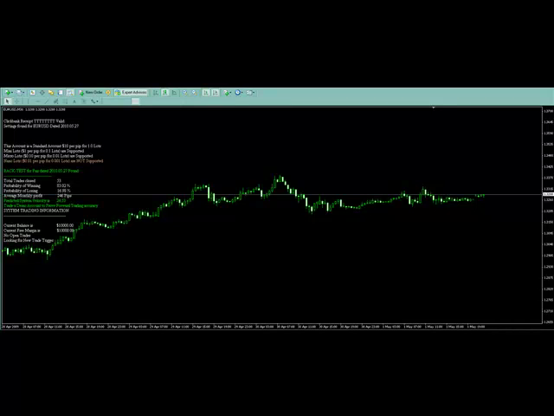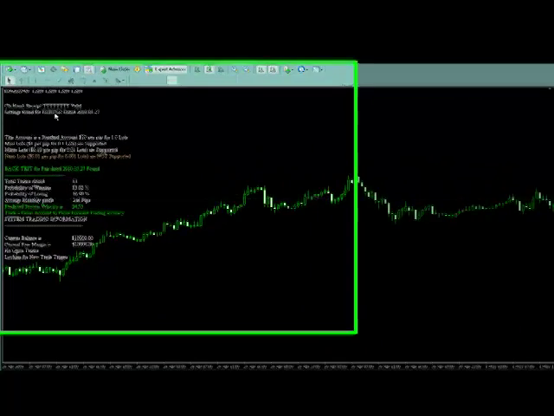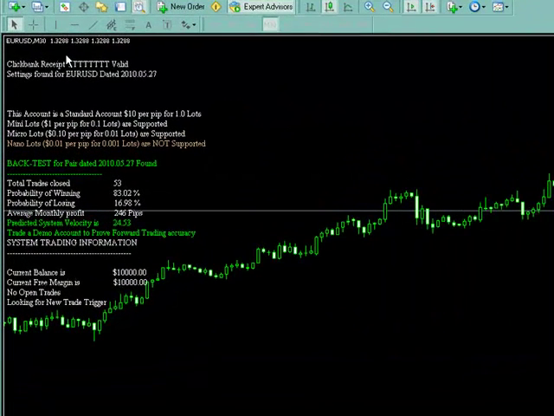Hi, well the first thing to note about Xtreme Pip Poacher is the information that's provided on the chart to the user. If you look in the top left hand corner of any of the currency pair charts that you're trading, you'll notice there's information with regards to the account, in this particular case kickback receipt, settings found for the Euro USD, which is the optimized settings found, what the account actually is and supports in terms of lot sizing. So this particular account is a standard account and supports mini and micro lots.